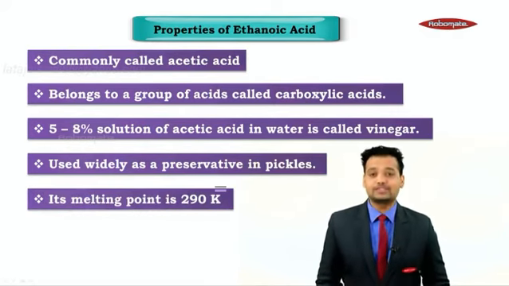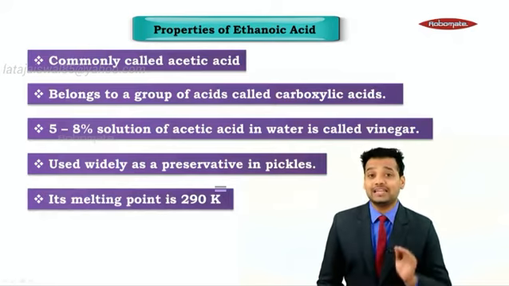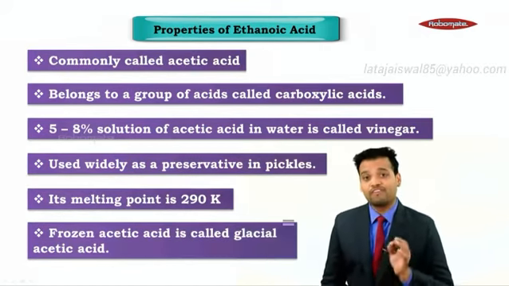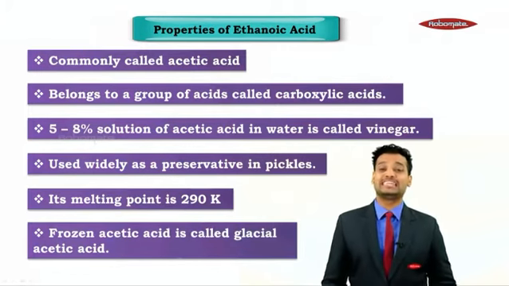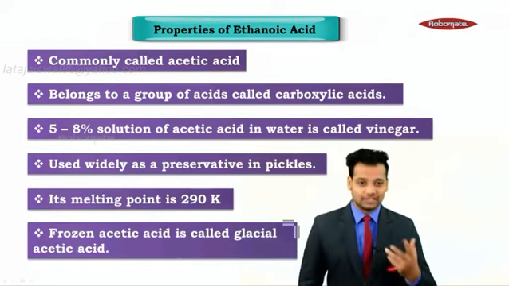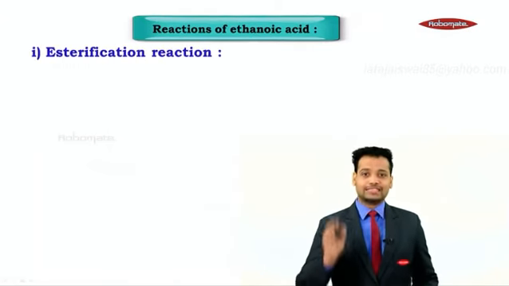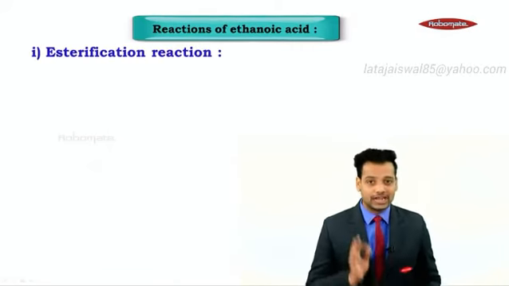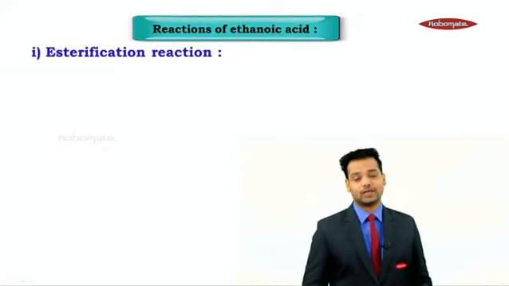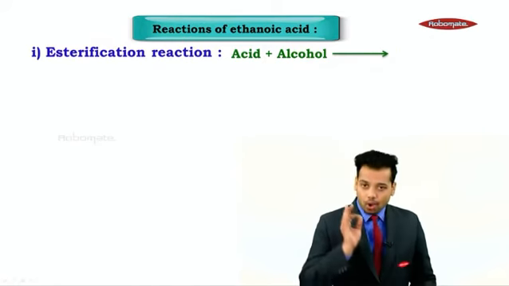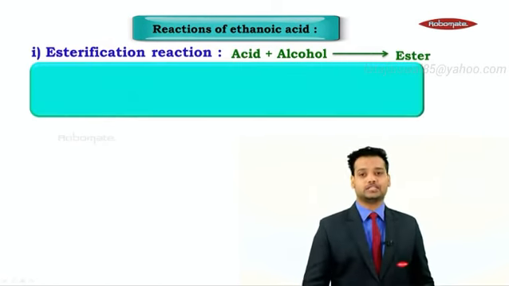Its melting point is 290 Kelvin, meaning at 17 degrees Celsius it melts. So below that temperature, frozen acetic acid is also called glacial acetic acid, as it looks something like a glacier. So let's see the reaction. Ethanoic acid. Acid will always have a hydrogen that is plus. Esterification reaction. What happens when ethanoic acid reacts with alcohol? Now, when this happens, an ester is formed.